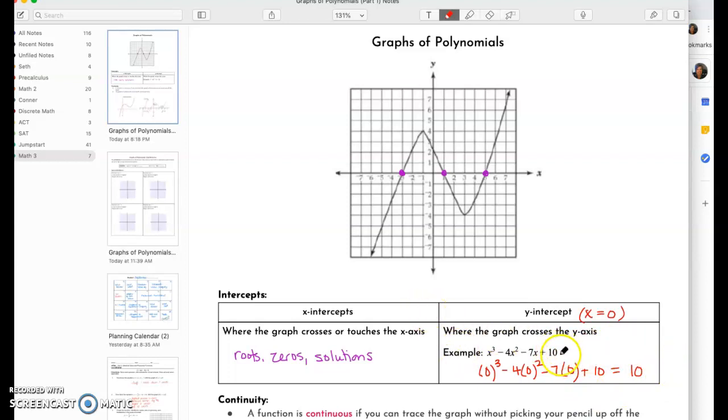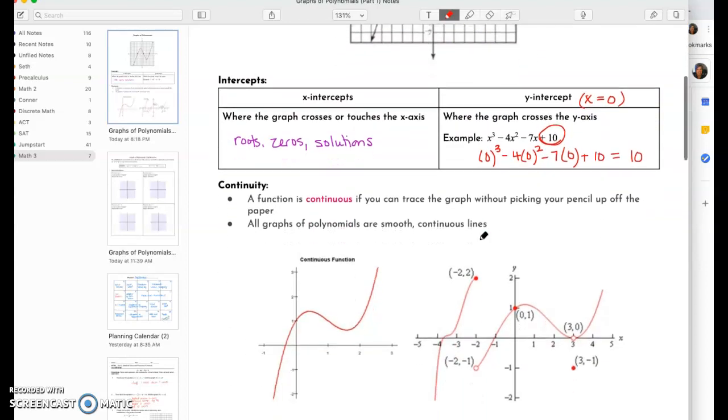So one way that you can shortcut this is if you just take your constant for every polynomial, that's going to be your y-intercept. And then what this looks like graphically, of course, is the place that we're touching and crossing. So in most cases, you're only going to have one y-intercept if it's a polynomial function.